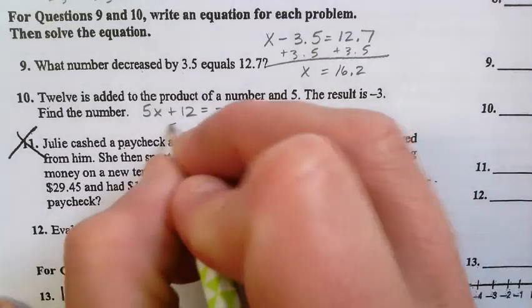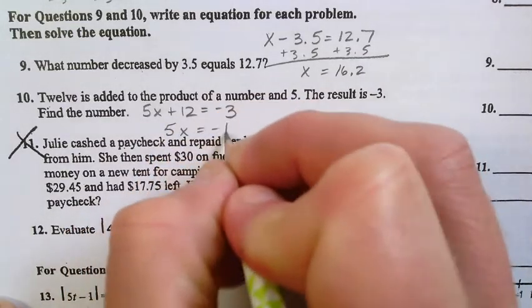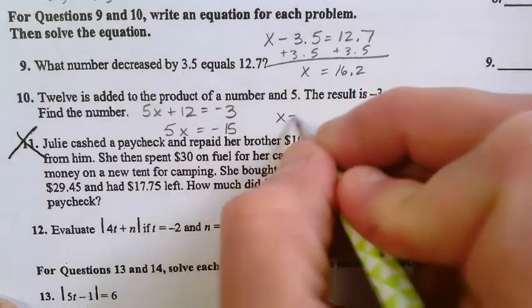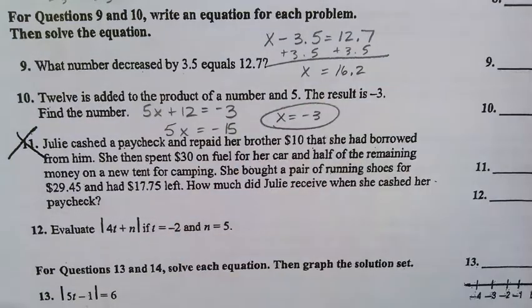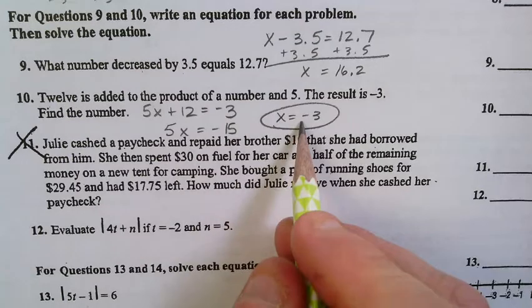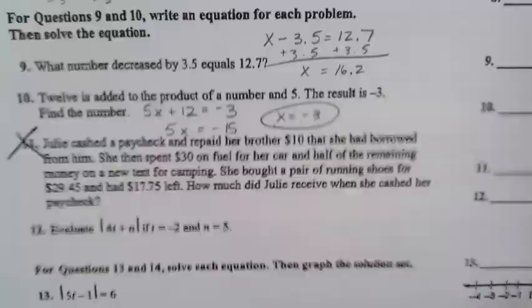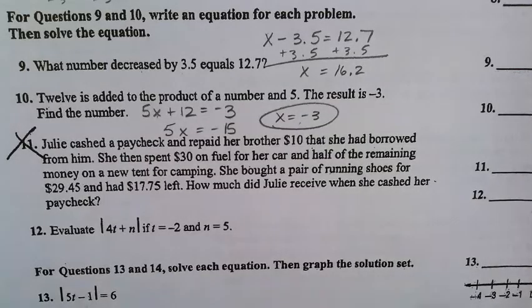I'm going to subtract 12 from both sides, gives me negative 15. And then I'm going to divide through by 5, and x will equal negative 3. Okay, now if I plug it in, this gives me negative 15 plus 12, again, answer is negative 3, okay? So hopefully that makes sense there.